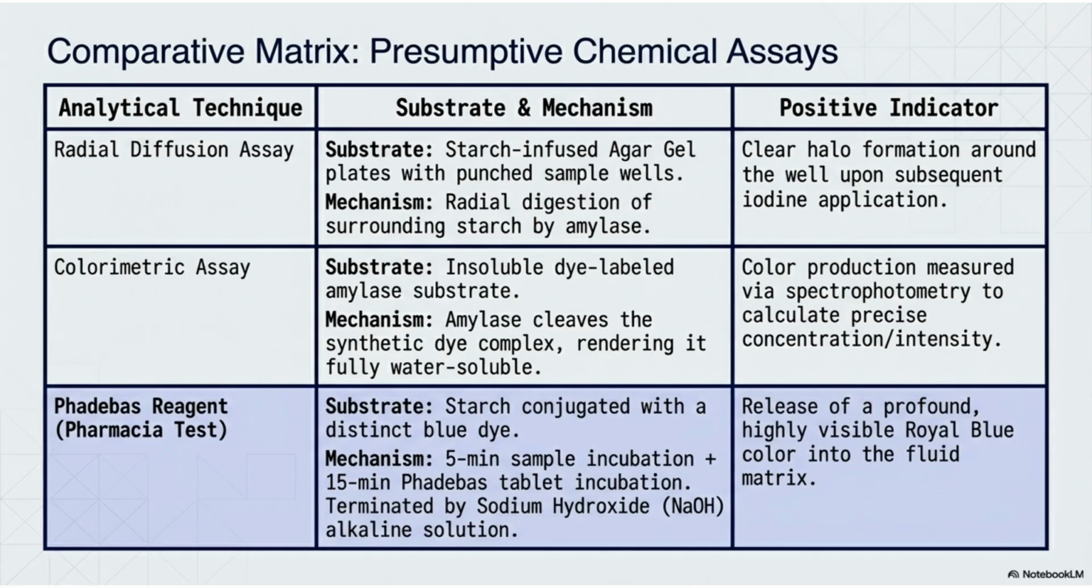Other presumptive chemical assays include the radial diffusion assay, which shows a clear halo formation upon iodine application, and the colorimetric assay, which measures color production via spectrophotometry. The Fidebus reagent test releases a highly visible royal blue color upon a positive result.